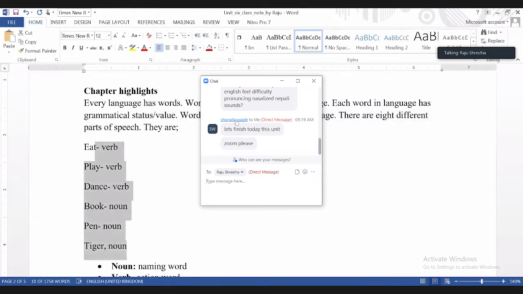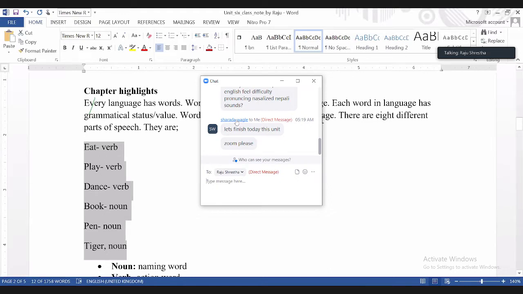So every language has words. प्रत्येक language शब्दहरु हुन्छ. Words, they are the building blocks, and they are the very essential blocks of language, and each word has a particular grammatical status or value. Like noun, verb, adverb, adjective, preposition. So different grammatical status हुन्छ.